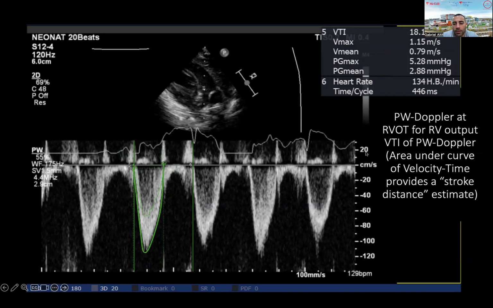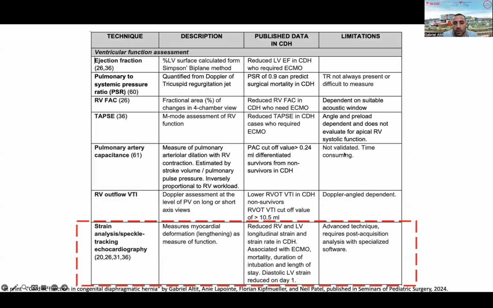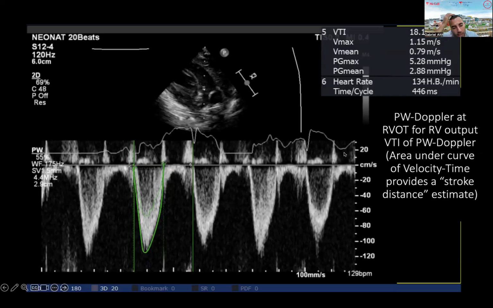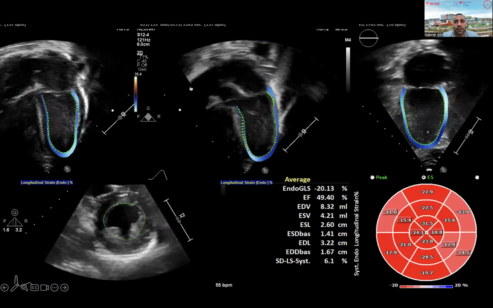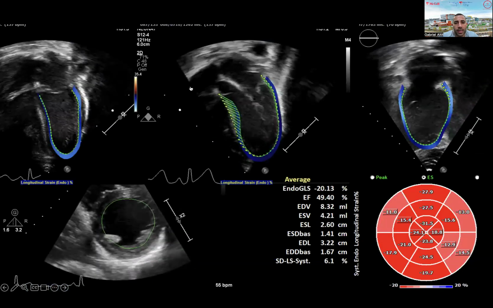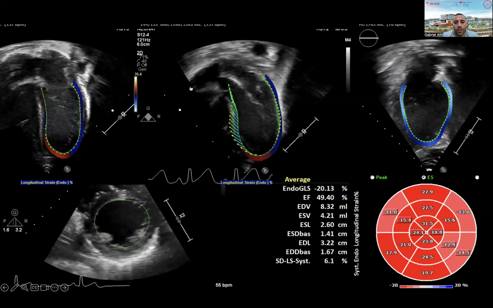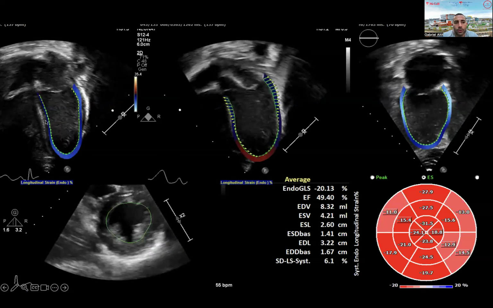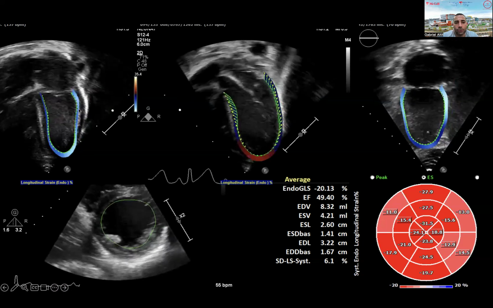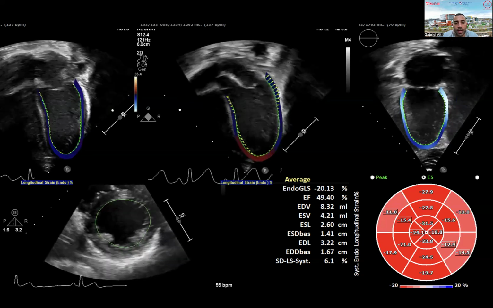So if you do time times velocity, it gives you a distance. We call this a stroke distance. And because it's basically an area under the curve, we call it the velocity time integral, which gives you the stroke distance. And you can then apply this stroke distance into the equation by measuring also the RV outflow tract. And finally, you can apply the concept of strain to both the RV and the LV, which measures basically how the perimeter is shortening during systole or expanding during diastole.